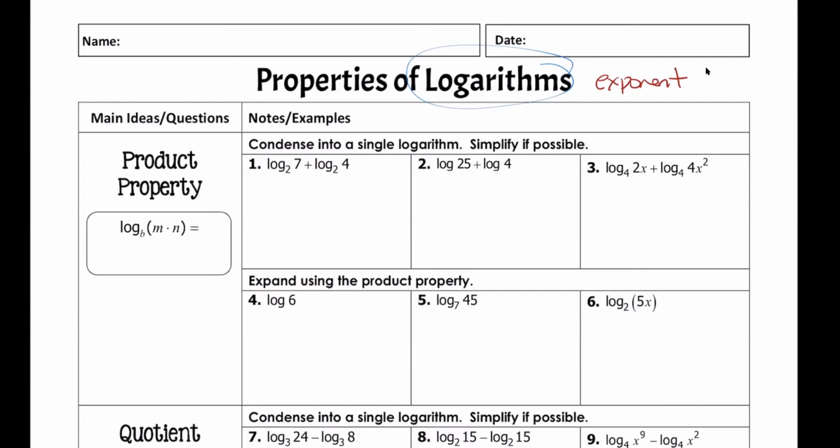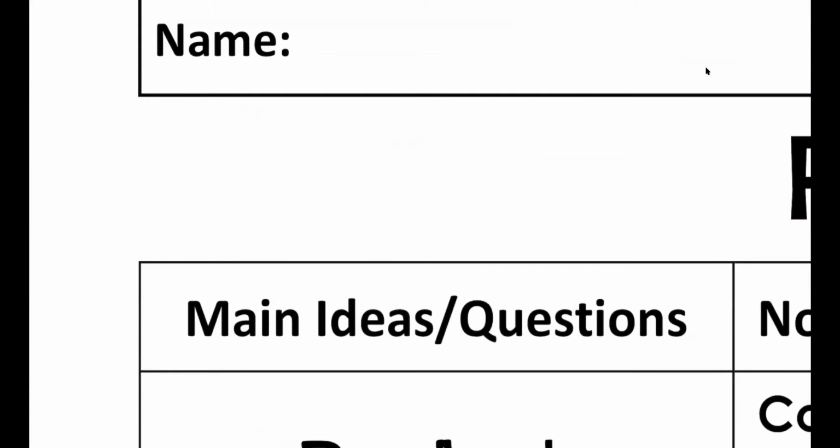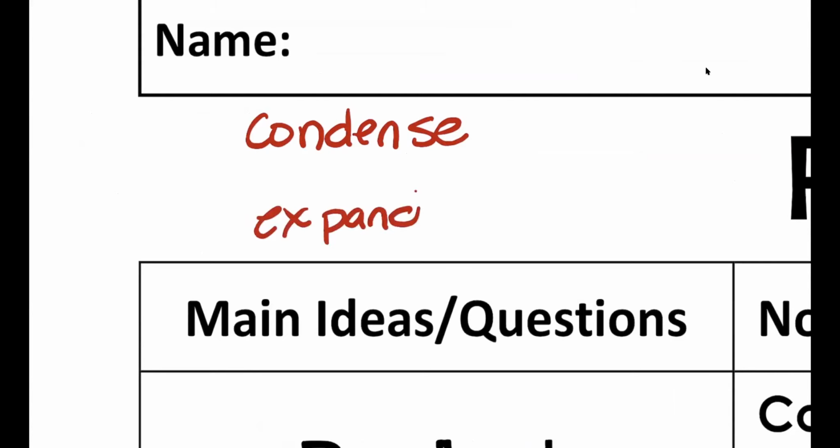There are two key words you're going to need to know here. You're going to need to know how to condense, what does it mean to condense something? And then you're going to need to know what it means to expand. You kind of heard this in science, right? Like the atoms are condensed. If you think of water, if you condense the atoms, it becomes ice. If you expand the atoms, it becomes steam.